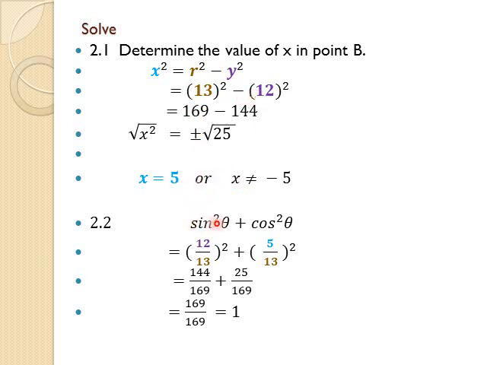For sine theta, we assume it's y over r. My y value being 12, my r value being 13. So that becomes 12 over 13 squared, plus cos, which is x over r. My x value is 5, r value 13. 12 squared gives me 144, 13 squared 169. 5 squared, 25, 13 squared, 169. 144 plus 25 equals 169 over 169. Anything divided by itself equals 1.